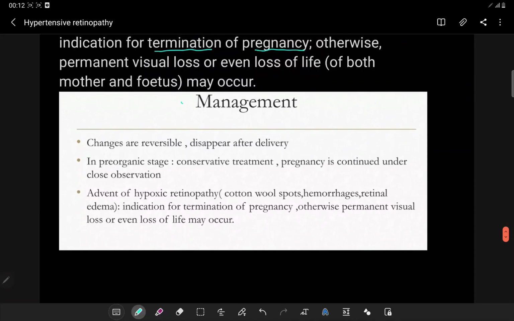So this was about the management. Changes are reversible and disappear after delivery. In the pre-organic stage, with conservative treatment, pregnancy is continued under close observation, but we have to look for evidence of hypoxic retinopathy, like cotton wool spots, hemorrhages, and retinal edema, which are an indication for termination of pregnancy. Otherwise, permanent visual loss or even loss of life may occur. So this was about our hypertensive retinopathy.